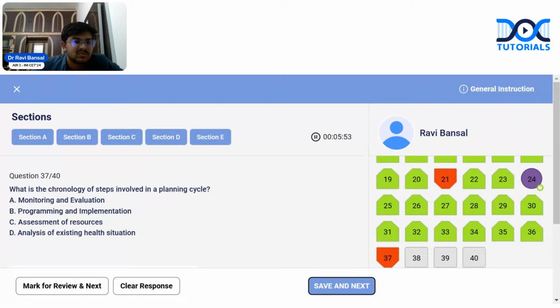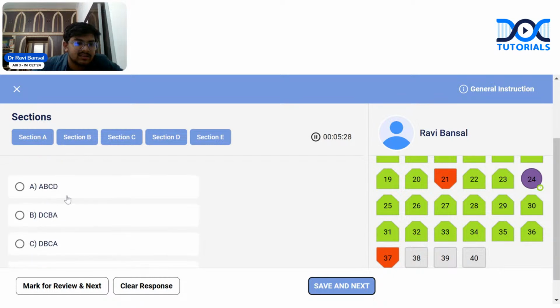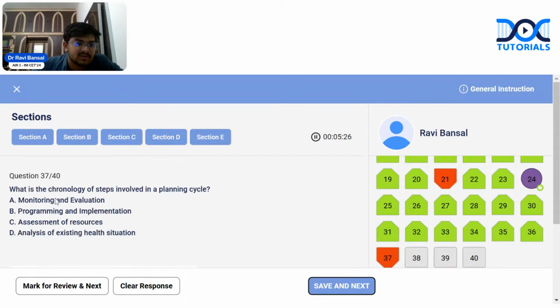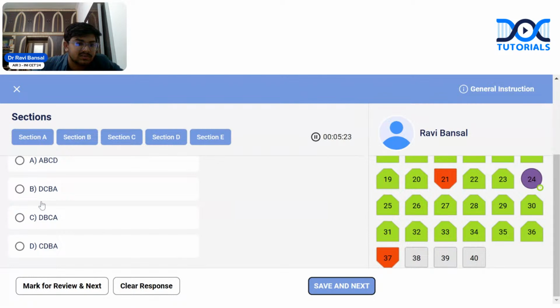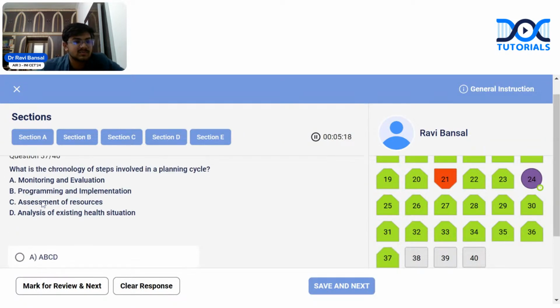What is the chronology of steps involved in the planning cycle? So the planning cycle starts with analysis of the existing health situation. Then you assess the resources you have in your hands. Then you make a plan and implement it. Then you monitor after implementing it. So A should be at the end. We have three options in this. D should be first. D, C, B, A. So let's see once more.